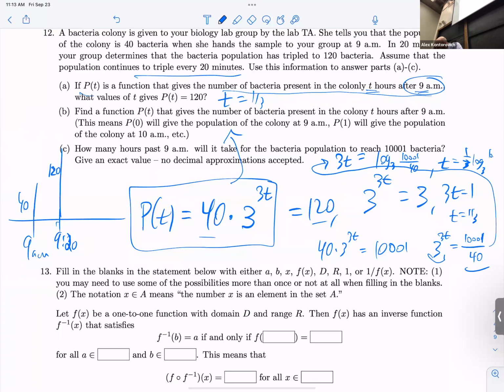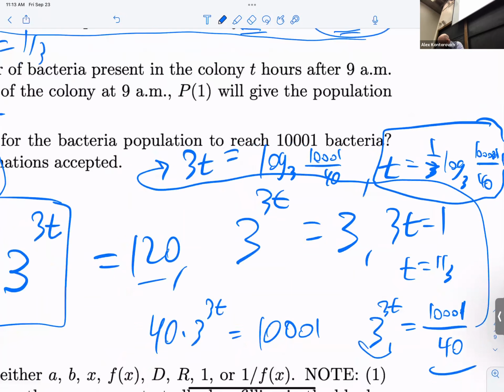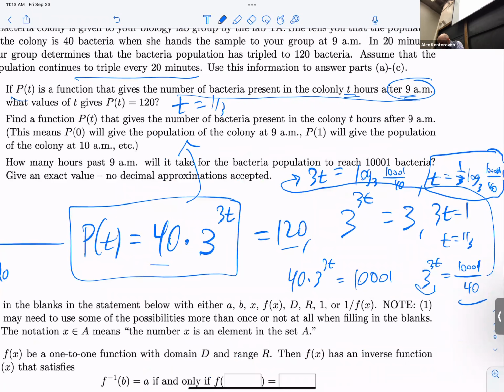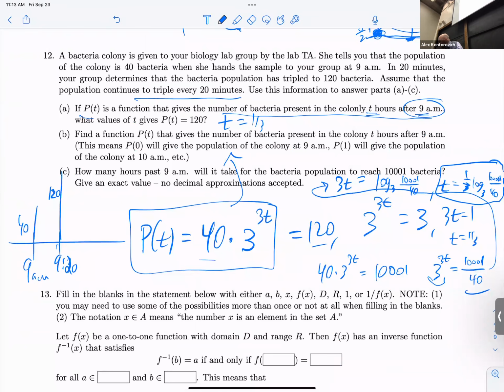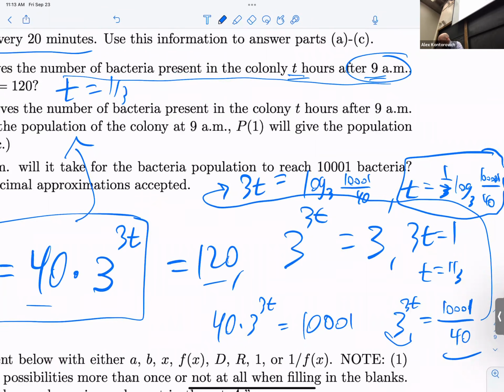10,001 over 40. Okay. What's that? Could be log base 27. Yep. I mean, at the end of the day, it's still just an exact answer. So you're right. Yeah, you could say log base 3 of 10,001 minus log base 3 of 40, and then 1/3 in front. So there's a whole bunch of ways that you can express it, as long as you express it in one of the valid ways. Yusuf.